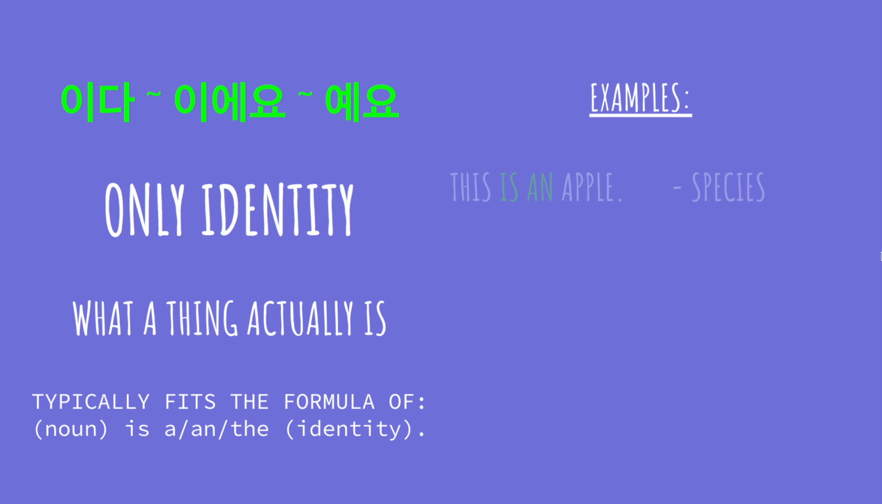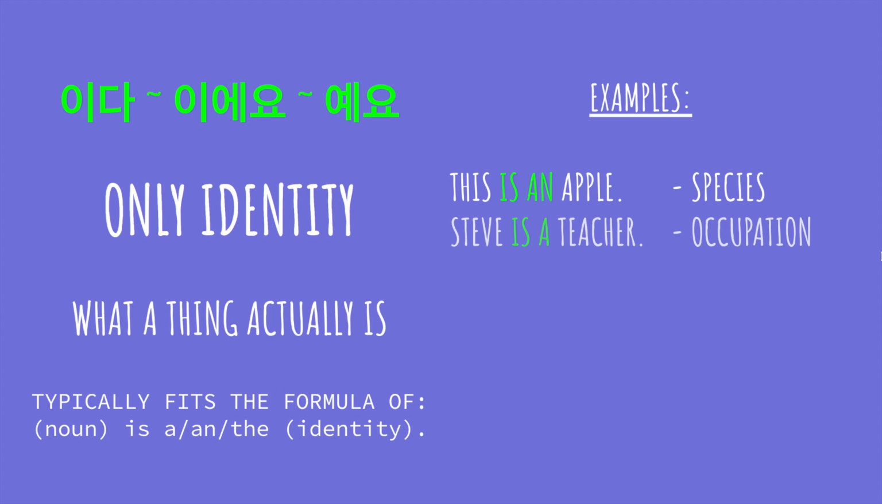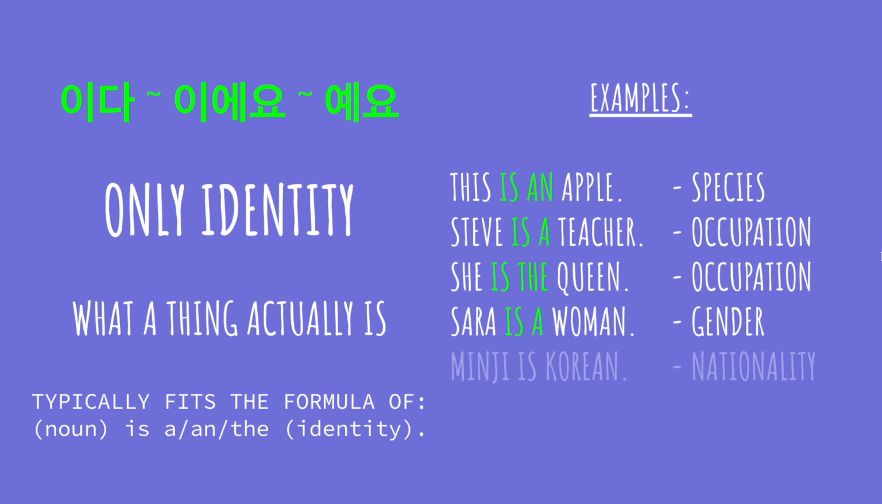Here are some examples. This is an apple. Steve is a teacher. She is the queen. Sarah is a woman. Minji is Korean. I am Mike. On the right, we see what the identity is representing. We have some examples for identity, which are species, occupation, gender, nationality, and name. All of these identities describe the noun.